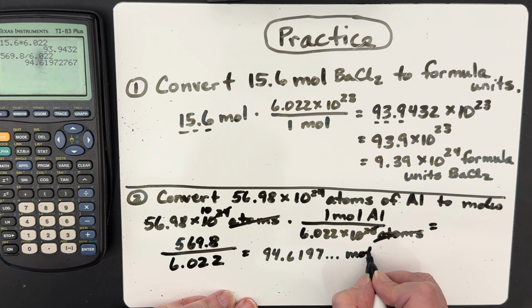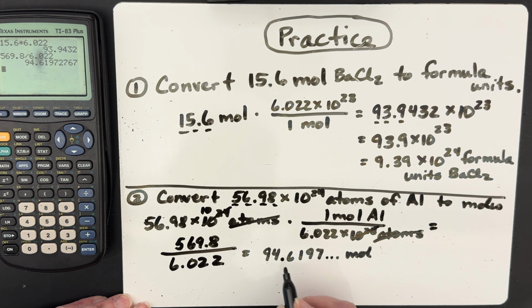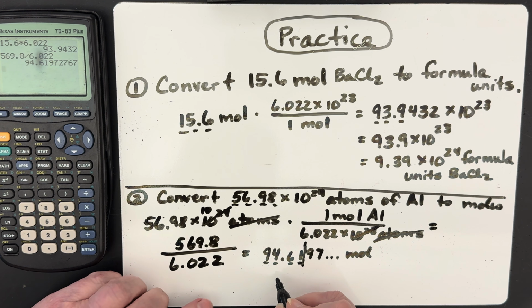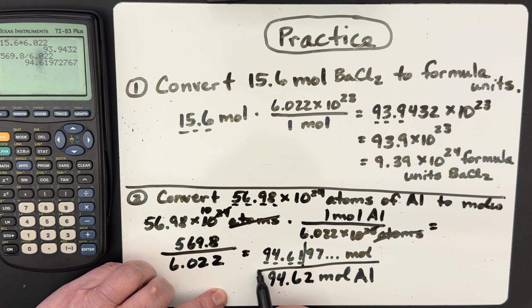Moles. So we go back to our original number, 1, 2, 3, 4, 1, 2, 3, 4. We're going to cut it off here, but since that's a 9, we're going to round that up to 94.62 moles of aluminum.